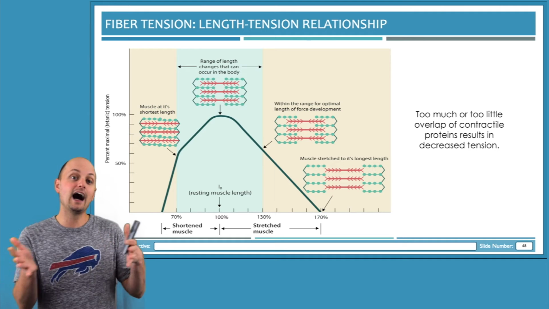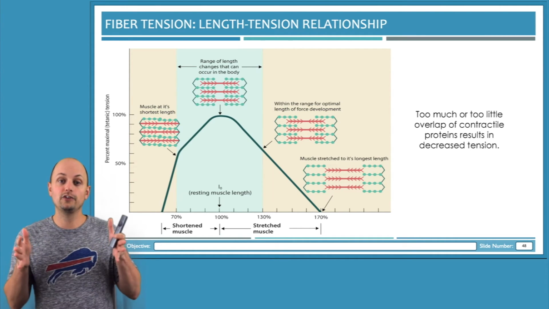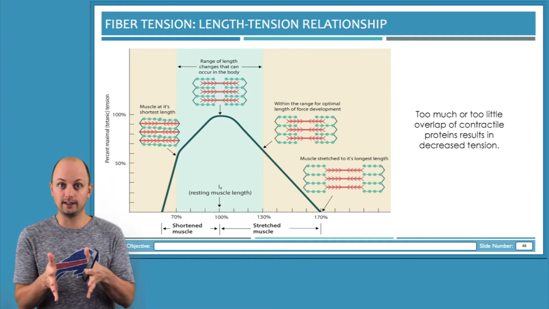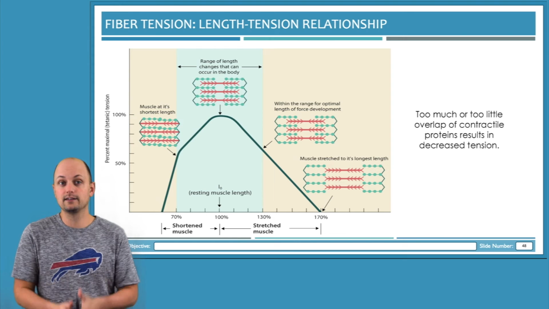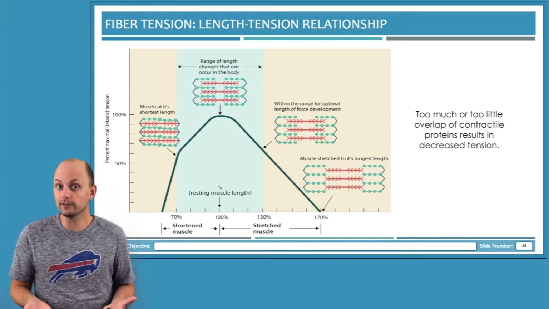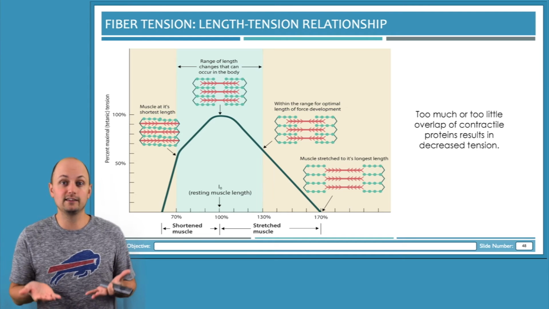If you take a look at the opposite extreme on the left-hand side, you'll see there a muscle that has a very short resting length. In other words, its sarcomere is already very compressed. And even though there's a lot of overlap between the thick and thin filament, there's just no room to slide the filaments.